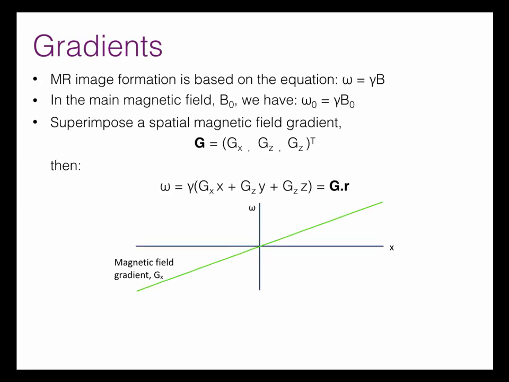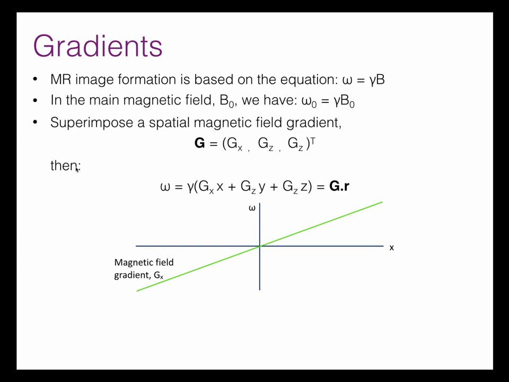Okay, so the most fundamentally important tool of the MR scanner for making images is the magnetic field gradient. Our main magnetic field was B0, and we have omega equals gamma B0, which I can't stress enough. We now superimpose an additional magnetic field in the same direction as B0, actually. But it's a field gradient, G, which is a vector quantity, Gx, Gy, Gz.